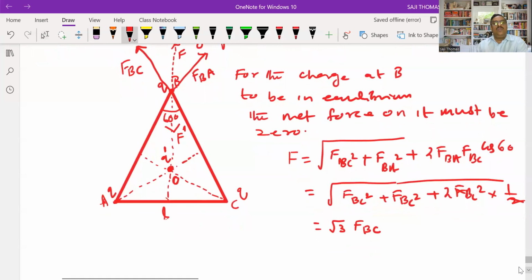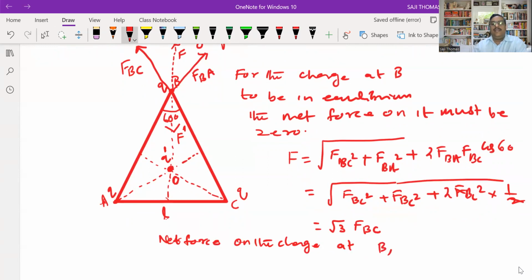So what is the net force on the charge at B? This F, the resultant of FBC and FBA, plus F dash, the force between the charge at the centroid and the charge at the vertex B, has to be 0.